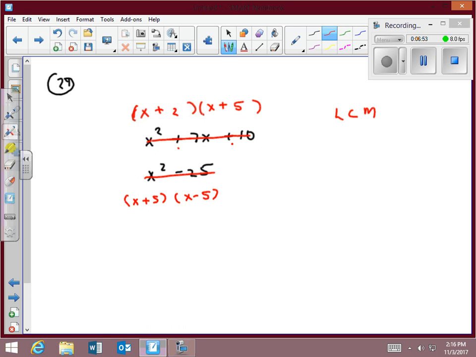Now you want to build the least common multiple. That is, what number are both of those numbers a factor of? So what you do is you go to the first one and you see it. You say this least common multiple must have the prime factor x plus 2 in it, and it must have the prime factor x plus 5 in it.